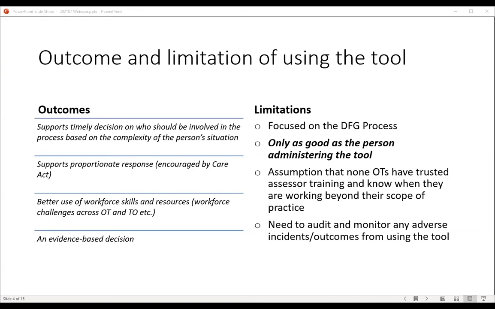There is an assumption behind the tool that if OTs aren't going to be involved, the people involved in the DFG process, so caseworkers and technical officers, have got that trusted assessor training and know when they're working beyond their scope of practice. And at the end of the day, like any new tool, we need to look at auditing and monitoring whether there is any adverse instance or adverse outcomes from using the tool.